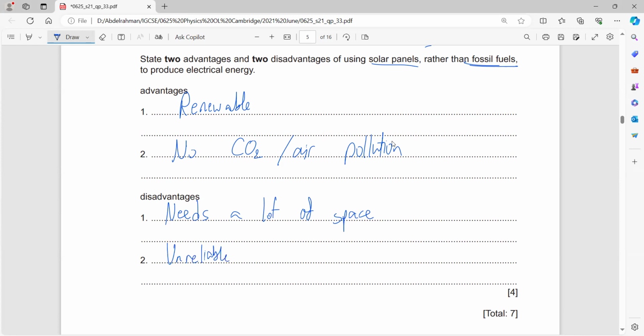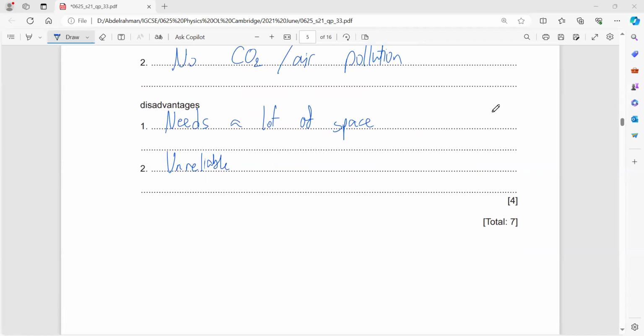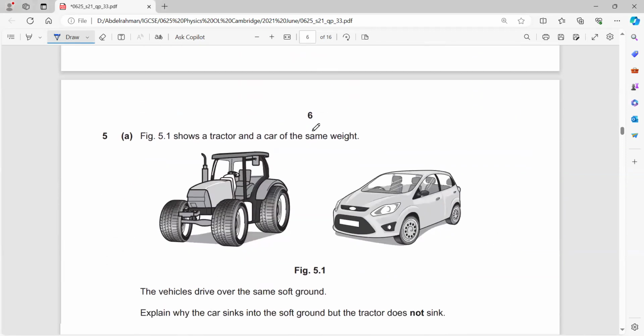Less energy produced could be correct, by the way. Less energy produced per unit. Okay, it could be correct. But that's why I wrote down that it needs a lot of space. Okay, good. I like your answers guys. Very good. Very very good. Moving on to the next question.